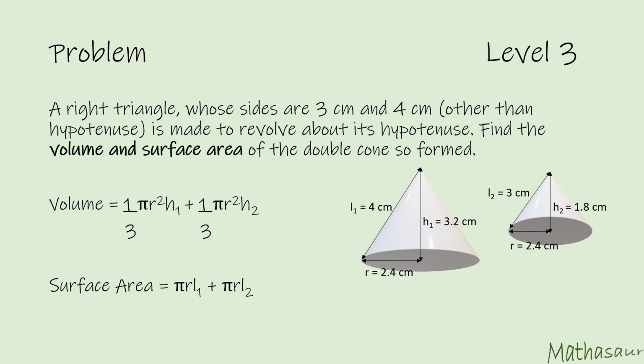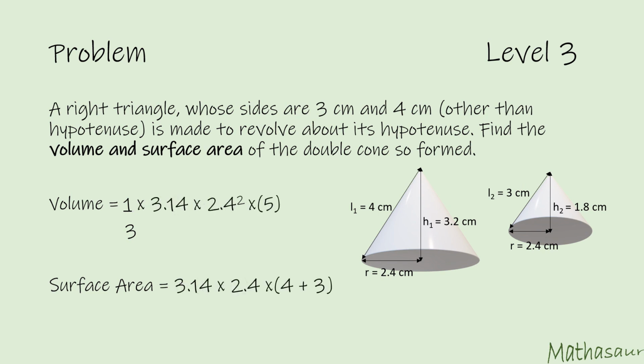So volume is going to be volume of cone 1 plus volume of cone 2, which is 1 upon 3 times pi r square times h1 plus 1 upon 3 times pi r square times h2. Similarly, for surface area, I am only going to look at the curved surface area. So it shall be pi r L1 plus pi r L2. Let us simplify the formulae and substitute the values.